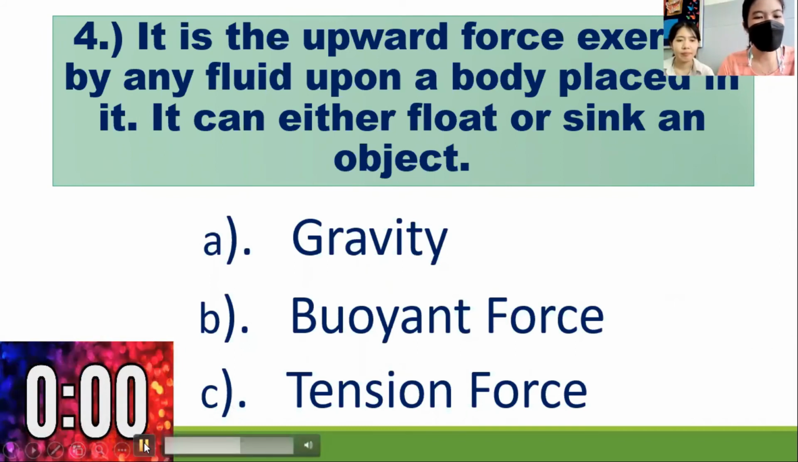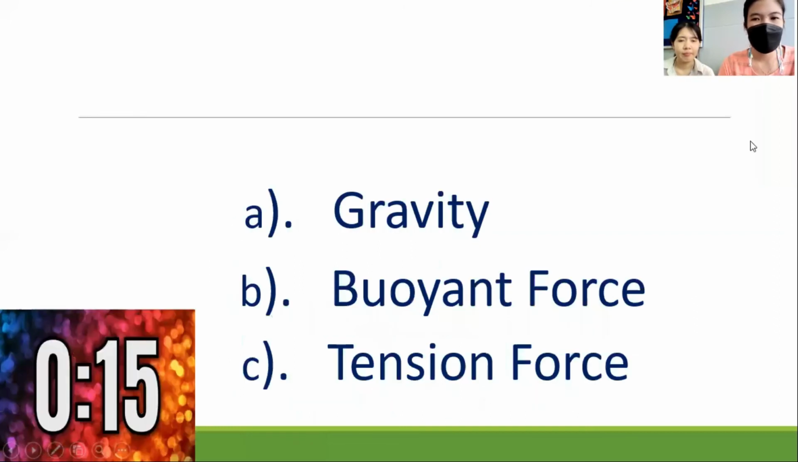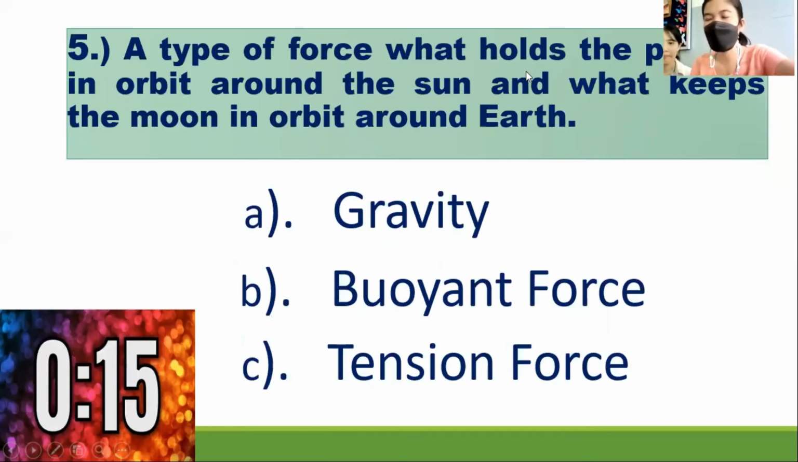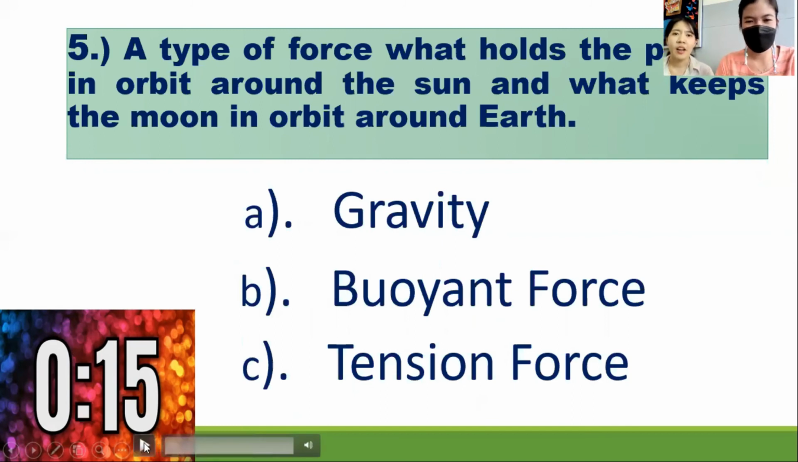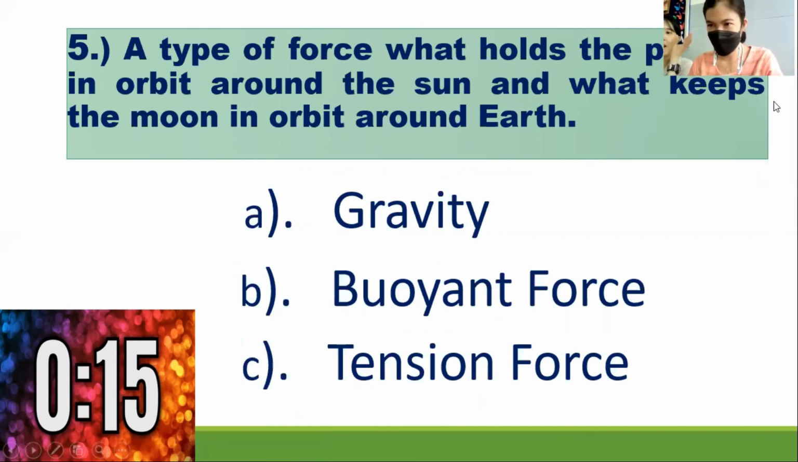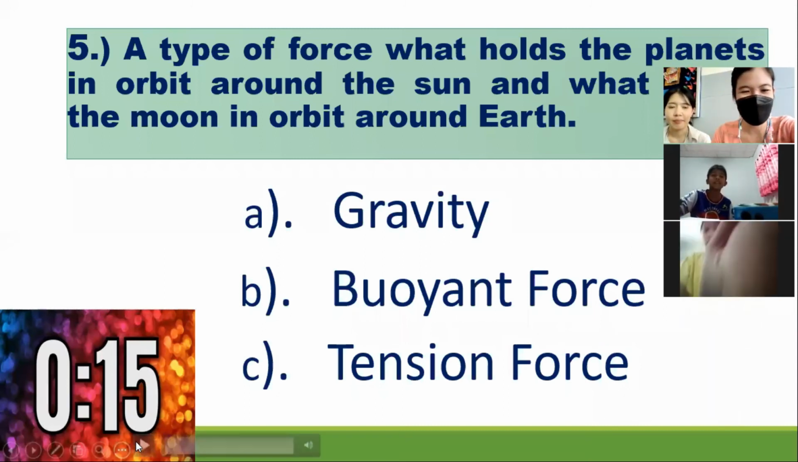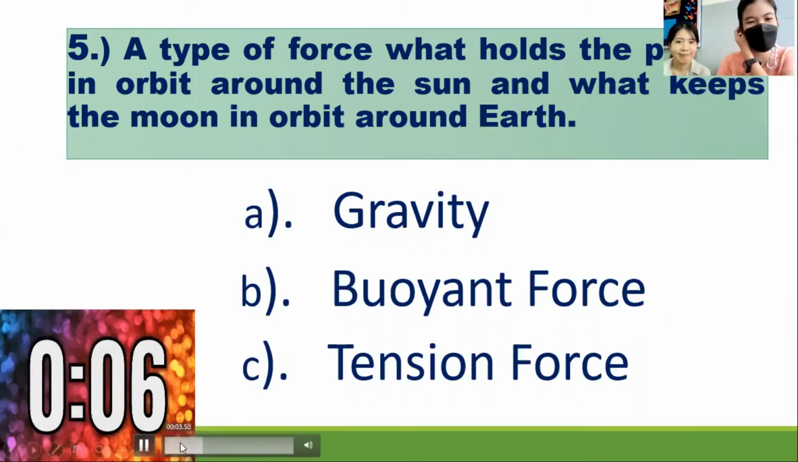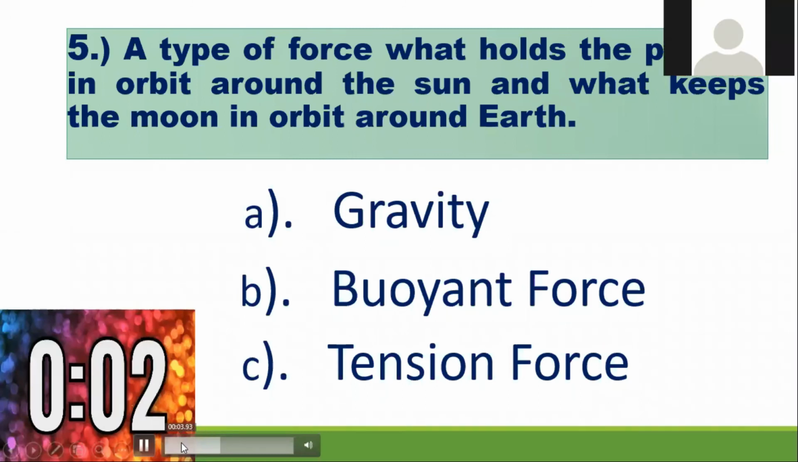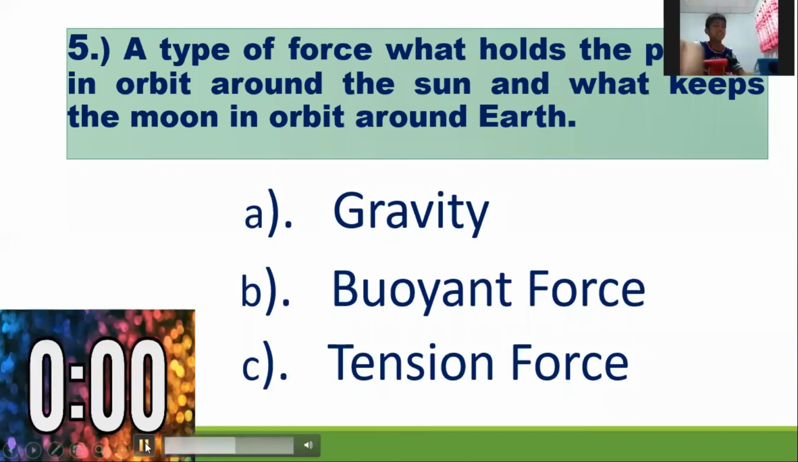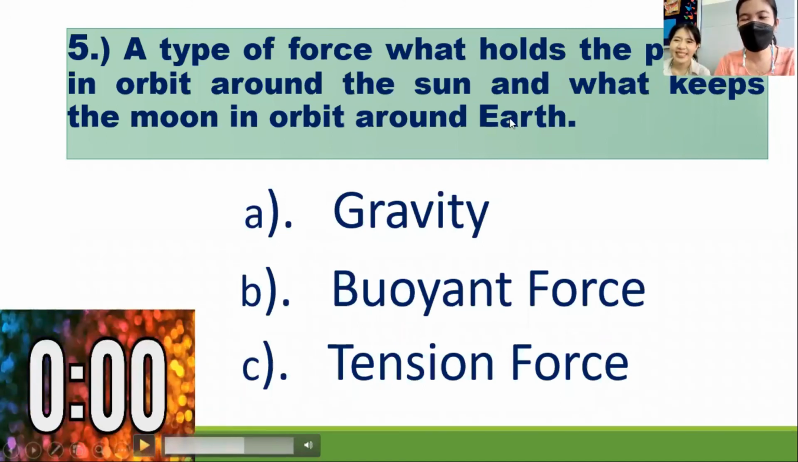Okay, last one, number 5. A type of force that holds the planets in orbit around the sun and keeps the moon in orbit around the earth. What is it? 5, 4, 3, 2, time's up. Okay, done. Only 5 questions for today.